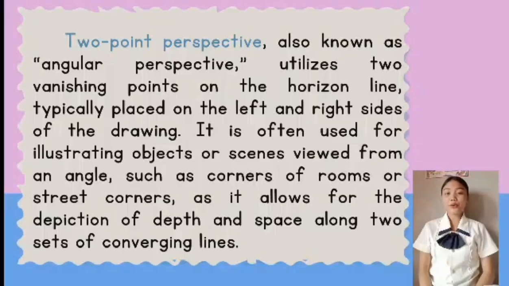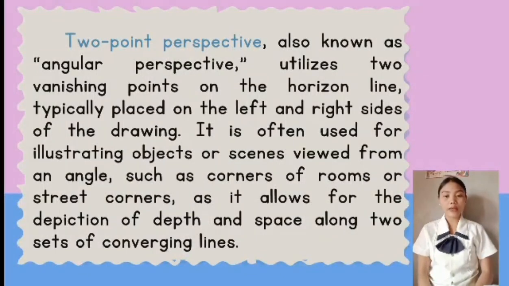Okay, moving on, the two-point perspective, also known as angular perspective, utilizes two vanishing points. The horizon line and vanishing points are typically placed on the left and right sides of the drawing. It is often used for illustrating objects or scenes viewed from an angle, such as corners of rooms or street corners, as it allows for the depiction of depth and space along two sets of converging lines.